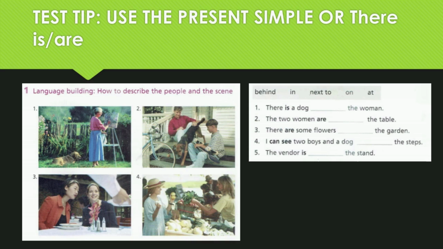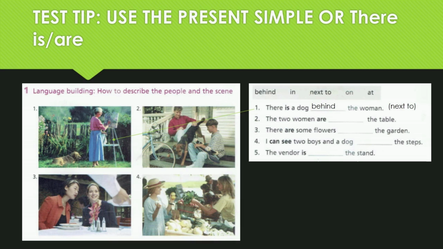Test tip number 3. Use the present simple or there is, there are. We have a set of sentences in here, and we're going to make use of these prepositions to complete the sentences. You have, there is a dog, blank, the woman. So we're describing picture number 1. There is a dog, blank, the woman. In this case, the answer is behind, but you can also use next to. So there's a dog behind the woman, or there's a dog next to the woman.